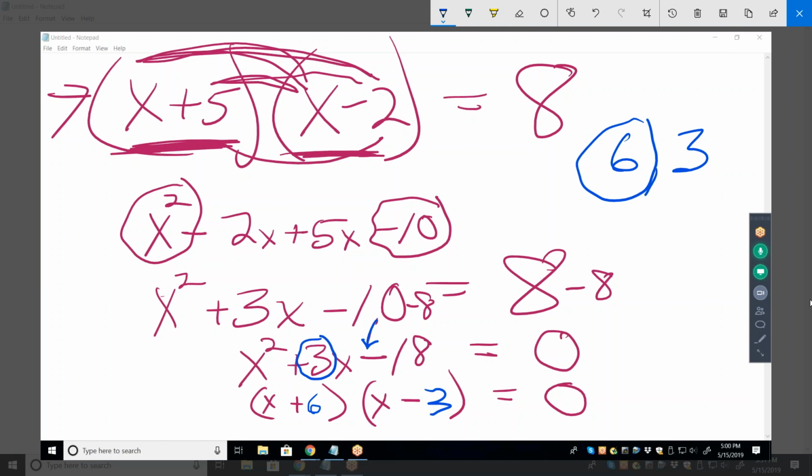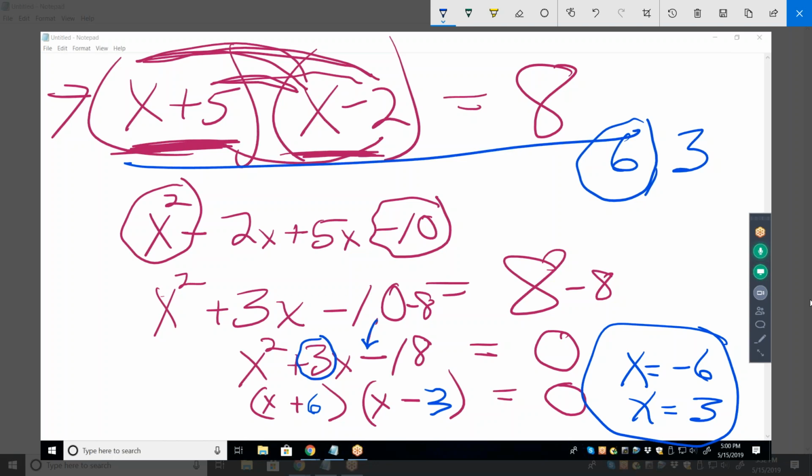And now what's the solution? X equals what? 2 solutions. X plus 6 equals 0 and x minus 3 equals 0. So x equals negative 6 and x equals positive 3. There you go. And those are your two solutions. If you were to plug either one of those in, that would be a proper equation. Okay?